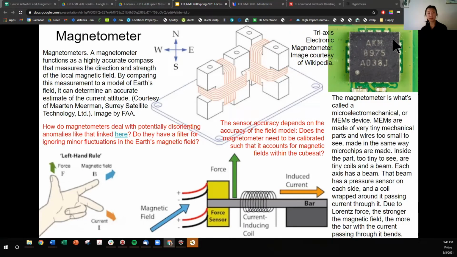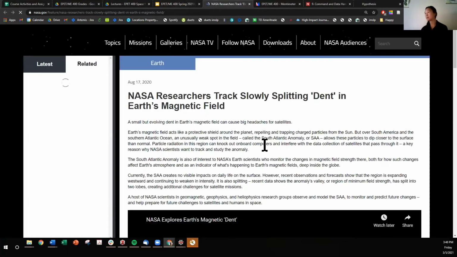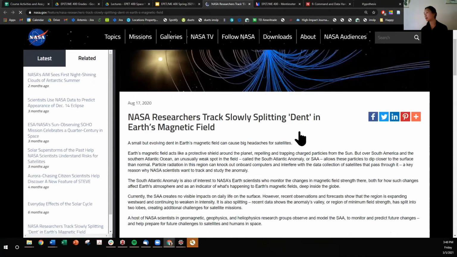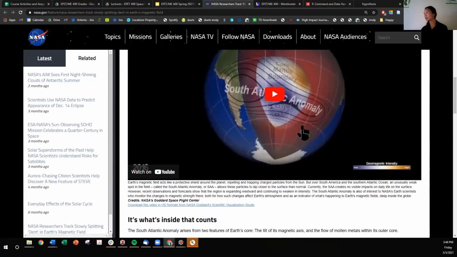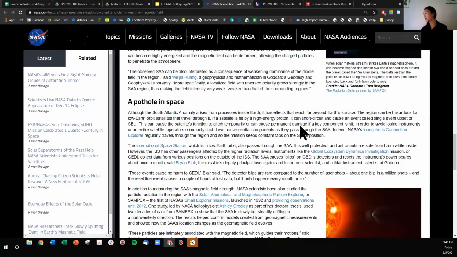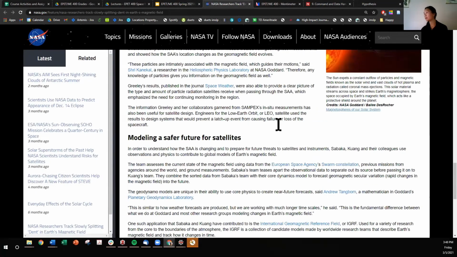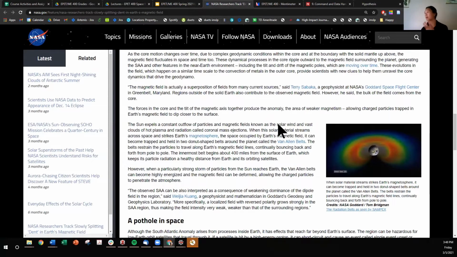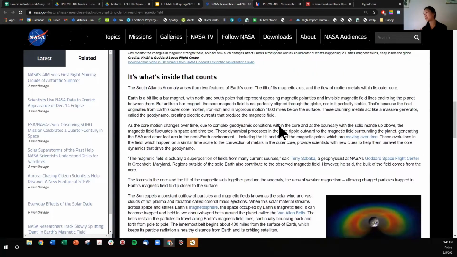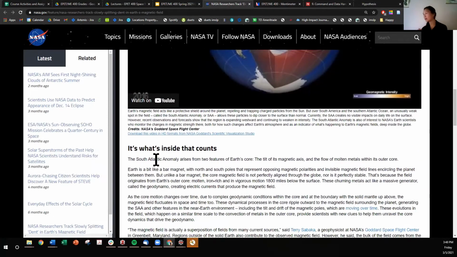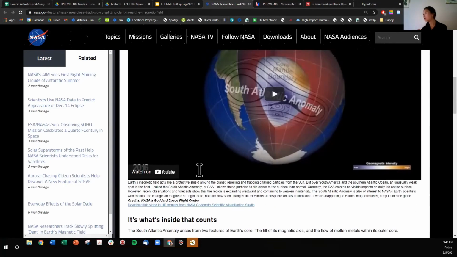So I'll answer a couple questions. How do magnetometers deal with potentially disorienting anomalies like that linked here? So what's linked here is probably the South Atlantic anomaly. The South Atlantic anomaly is pretty much a hole in the magnetic field above the South Atlantic Ocean.